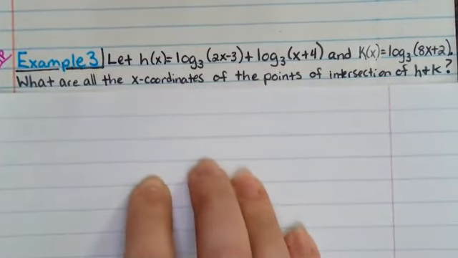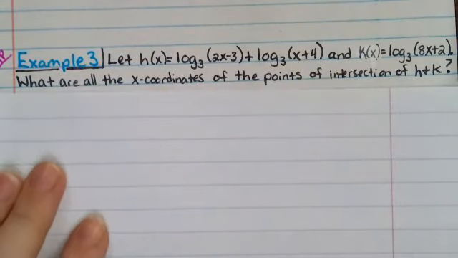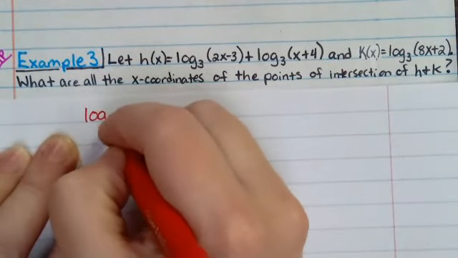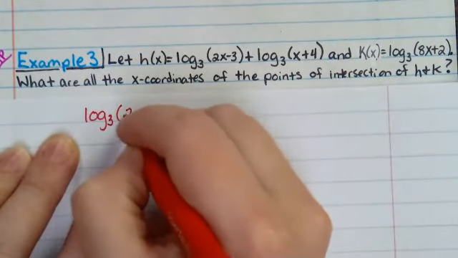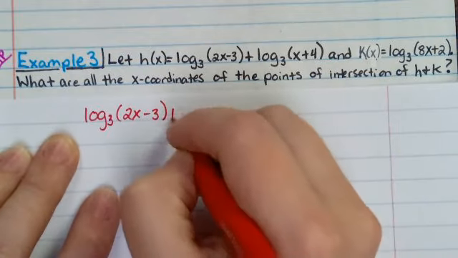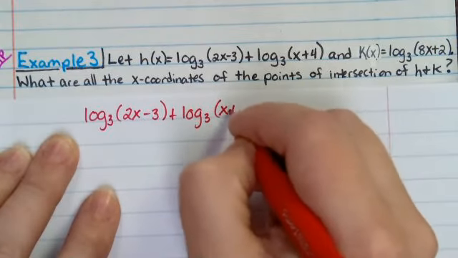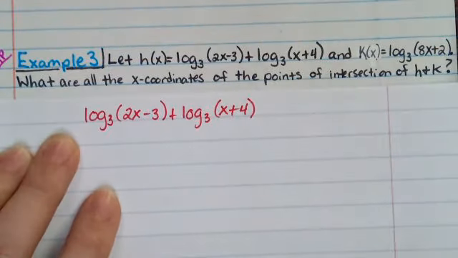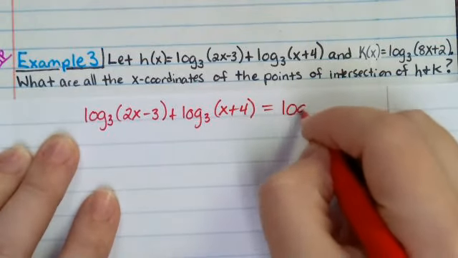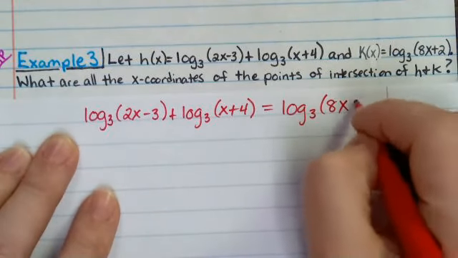We got my h of x function, which is log base 3 of 2x minus 3, plus log base 3 of x plus 4. And what we're going to do is take that h function and set it equal to the k function. So that's log base 3 of 8x plus 2.